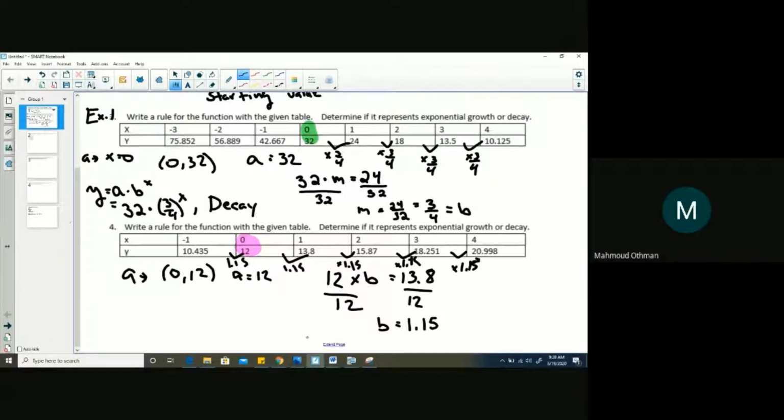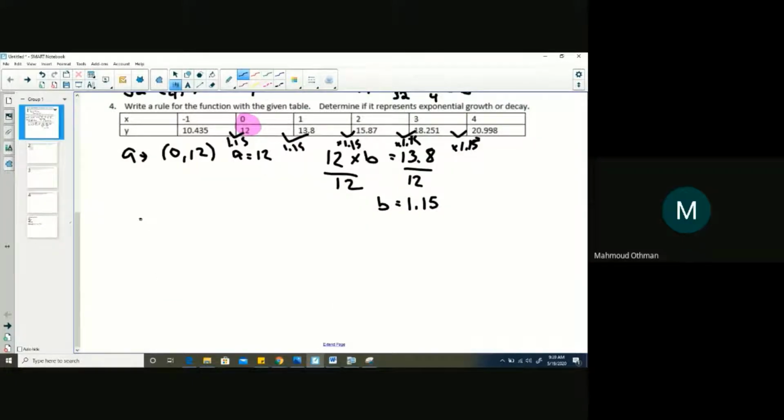So now that I have my b value, remember my function is y equals a times b to the x, which, since my a is 12, is 12 times 1.15 to the x. Now I need to determine if it represents exponential growth or decay. So looking at my b value and looking at my graph, since y is going up, or b is greater than 1, I know that this is a growth function.